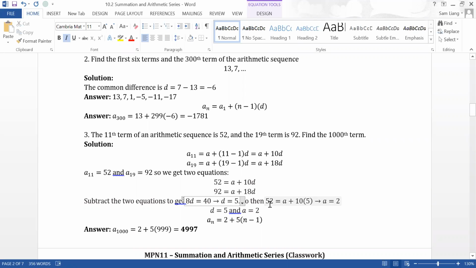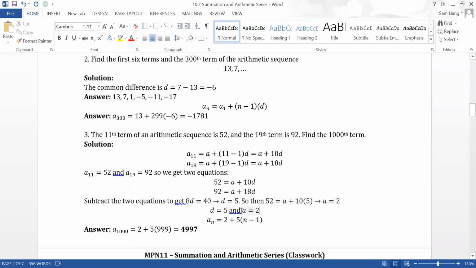Okay, from there you can solve for a. You can use either of the two equations. I used the first one. 52 equals a plus 10 times d, which is 5. And then 52 equals a plus 50. Subtracting 50 from both sides, you get a is 2. So therefore, the first number in the arithmetic sequence is 2. The common difference is 5.